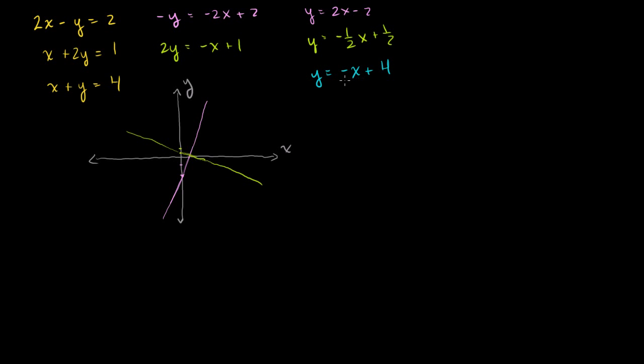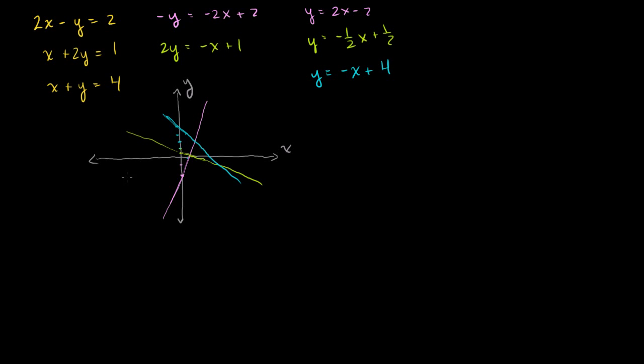And then this guy is minus x plus 4. So this is 1, 2, 3, 4, and you go minus x. So for every 1 you go over, you go down 1. So this other line, this last line, is going to look something like that, just like that.